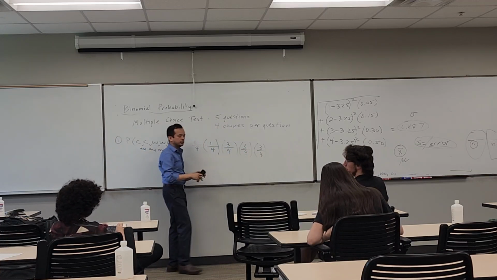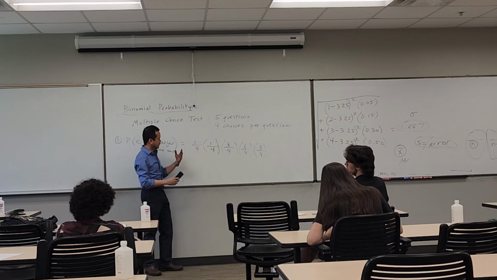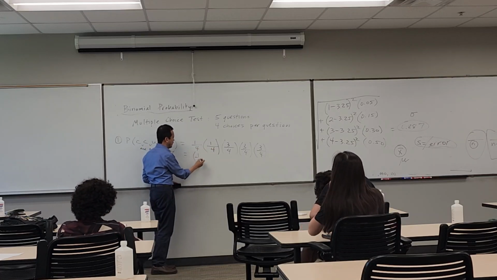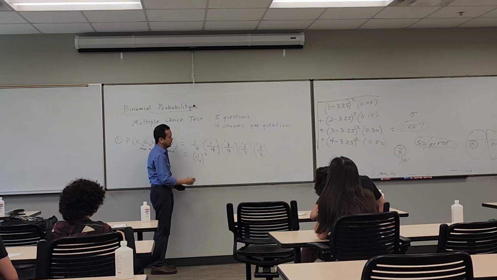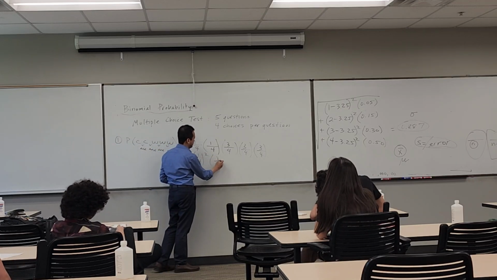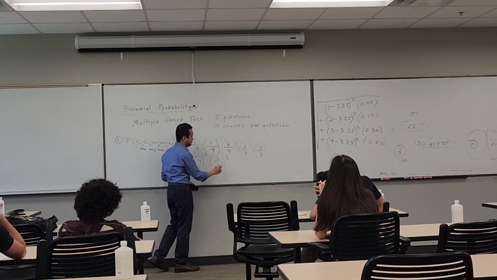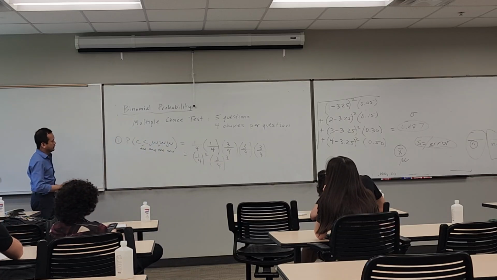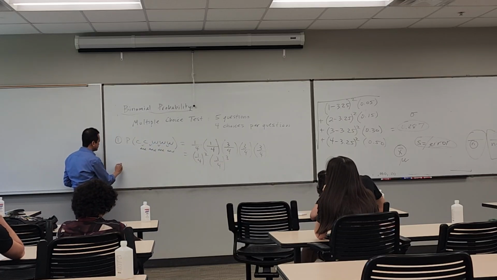So by the multiplication rule, we're just multiplying all these together. So another way of saying this is 1/4 multiplied by itself twice, or raised to the second power, times 3/4 raised to the third power. Okay, good. So this is a review.